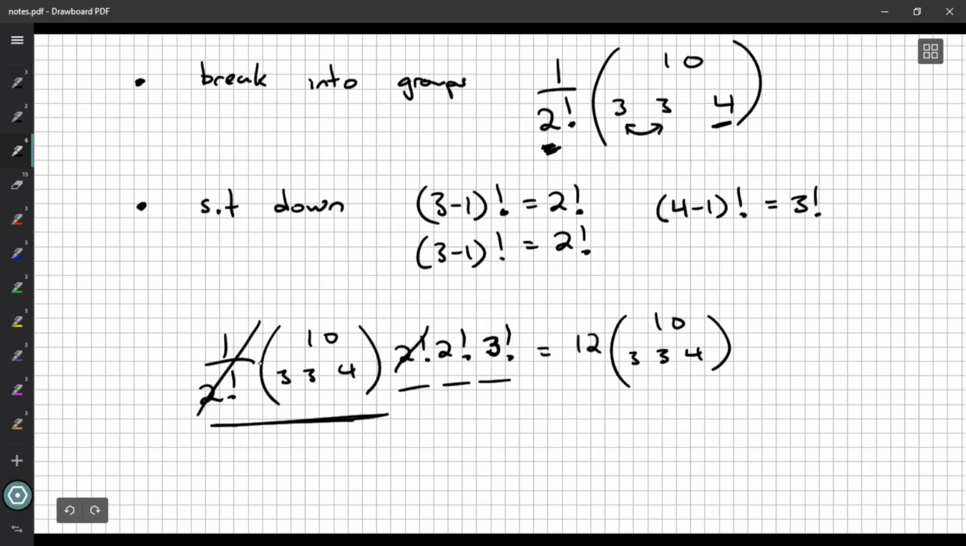times 10 choose 3, choose 3, choose 4. Now that's a simplified answer, but it does sort of hide some of the work we did. It's not as apparent that we understood how everything fell into place. Okay, but still perfectly valid. Same numerical answer, just different notation, really.